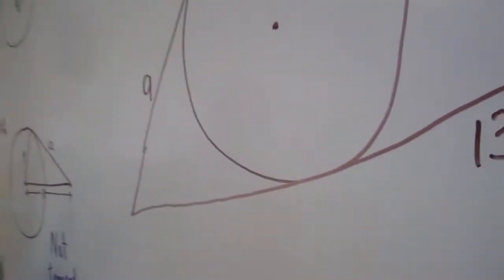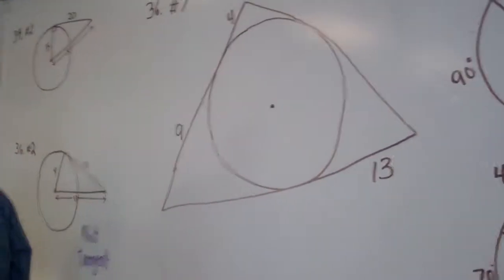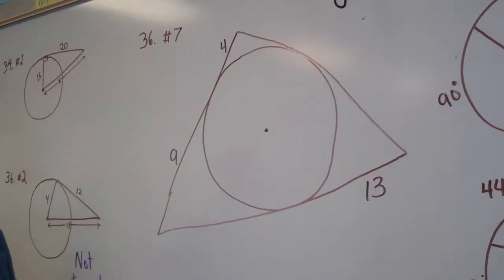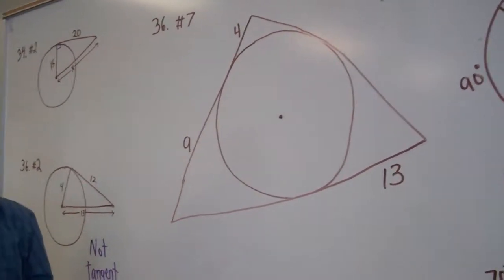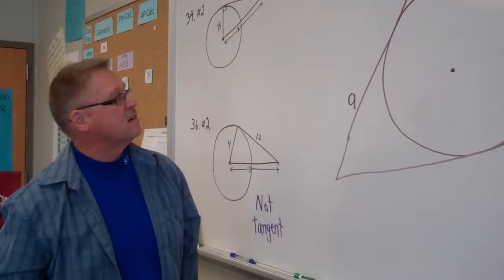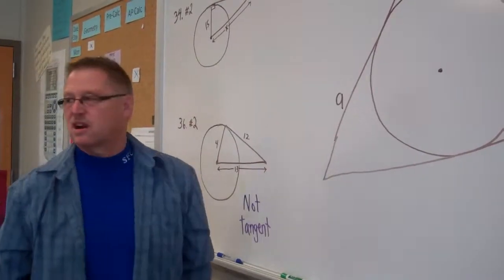36, number 7. This is a triangle drawn around a circle. We could say the circle is inscribed in the triangle. Do any of our ladies today have an idea of how we could figure out the perimeter of this triangle? They gave some of the pieces.